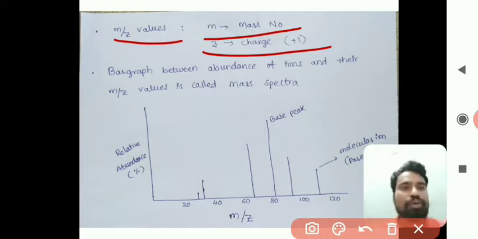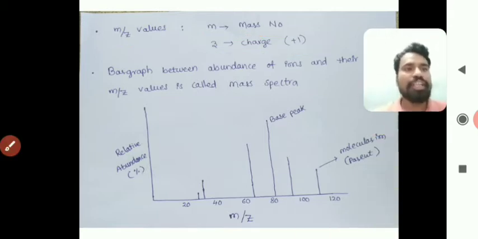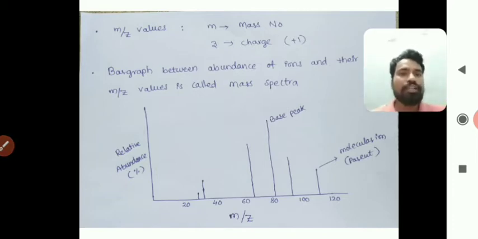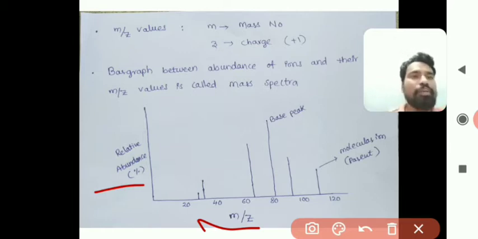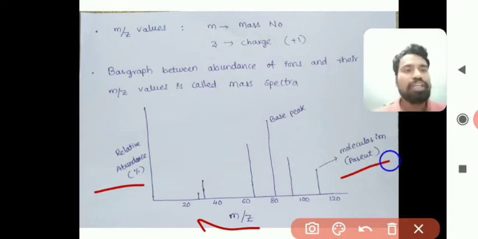So this m by z value corresponds to the mass number of that particular cation. Right. Now the mass spectra can be represented like this. The relative abundance is taken on the y axis and m by z values on the x axis. The relative abundance depends upon the stability of cations formed in the process of molecular fragmentation. Initially the highest m by z value corresponds to the molecular ion, because it is the first cation formed in the process, hence it has the highest mass number.